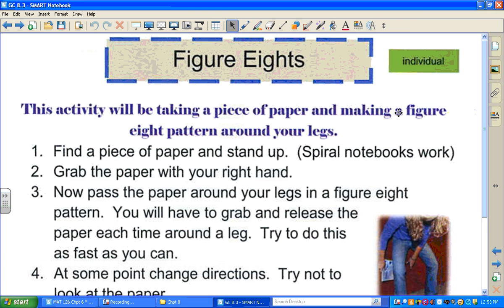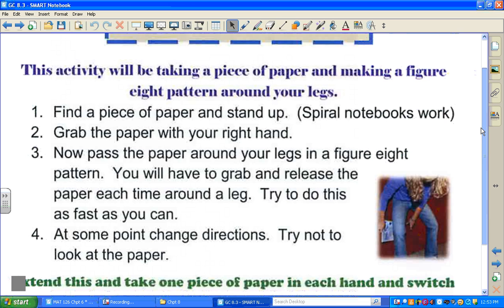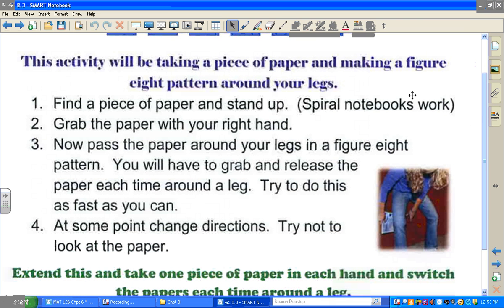All right, figure eights. Stand up. Find a piece of paper. I told you I was starting at the very beginning. It wasn't skipping any. This one is just find a piece of paper. Stand up. Grab the paper with your right hand. Now pass the paper around your legs in a figure eight pattern. You'll have to grab or release the paper each time around your leg and do it as fast as you can. Then change directions.